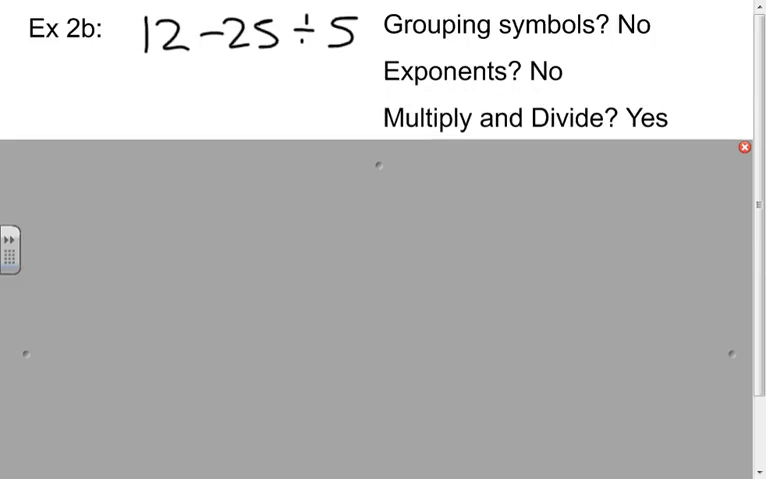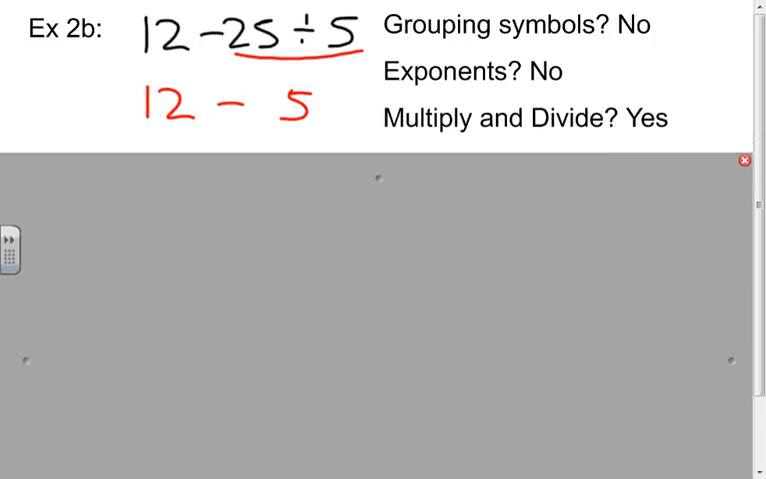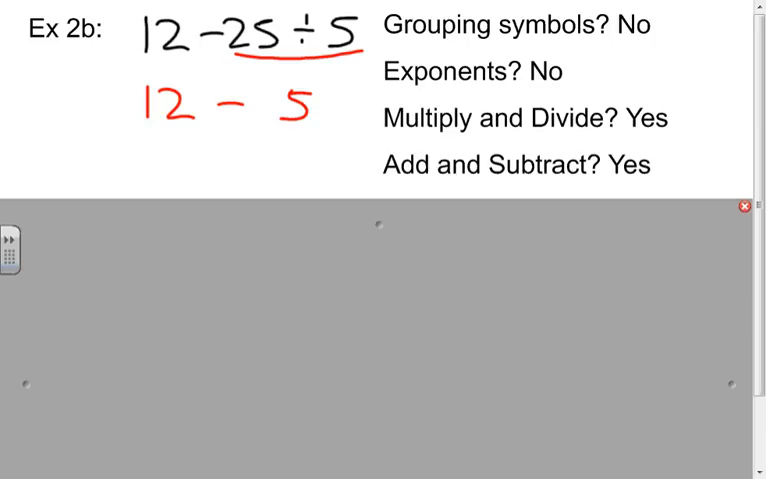Do I have any of those? Sure I do. I've got a division sign up there. So I do 25 divided by 5, which is 5. The rest of the problem stays the same. No more multiplication or division, so I go to add and subtract. 12 minus 5 is 7.